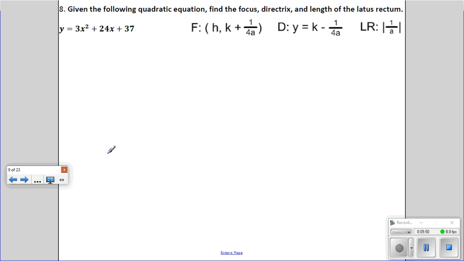For number 8, it's a similar question, but it's not written in vertex form. So we first have to find the vertex. It's written in standard form, and in standard form, we need A, B, C's. So A is 3, B is 24, C is 37.